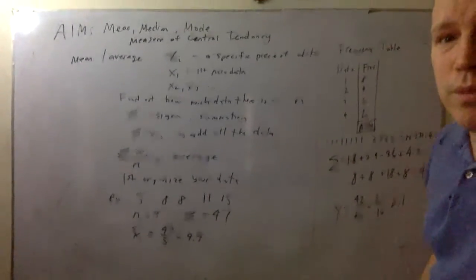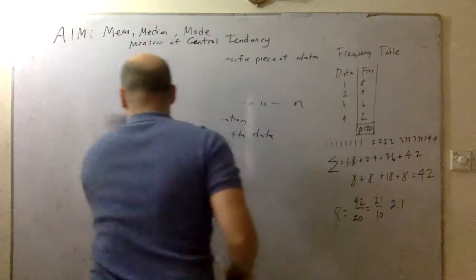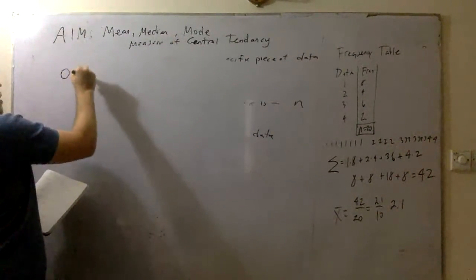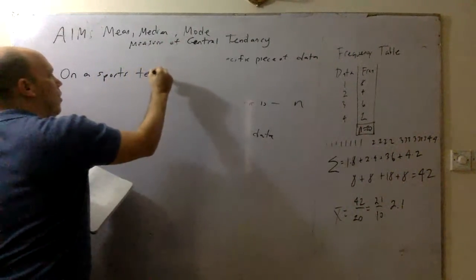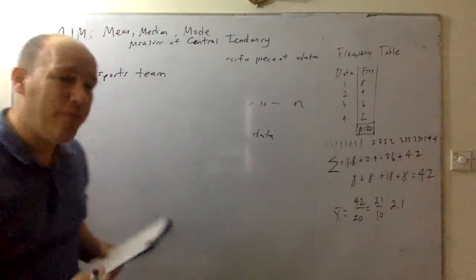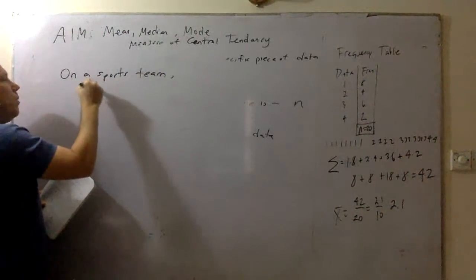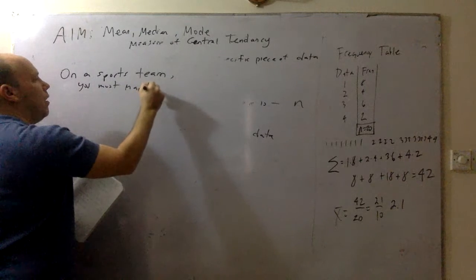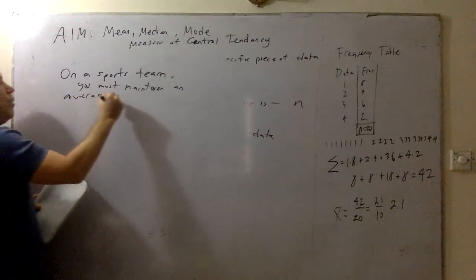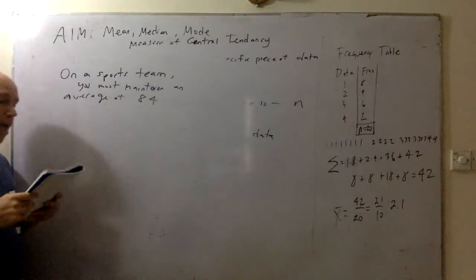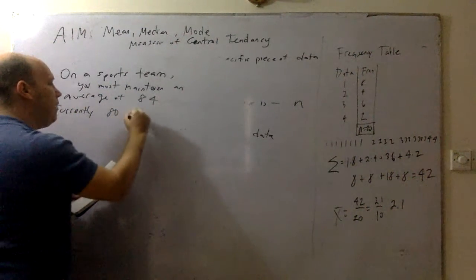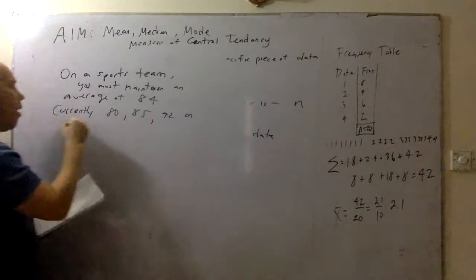Let's look at a question they might ask you, or I'm going to ask you. So the question is, you're on a sports team, and to stay on the team, you have to maintain an average of at least 84. Currently you have an 80, an 85, and a 92 on your tests.